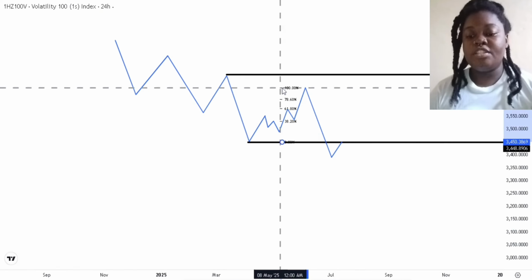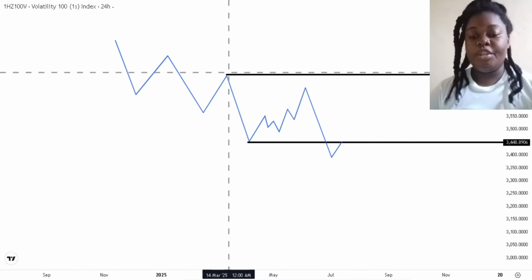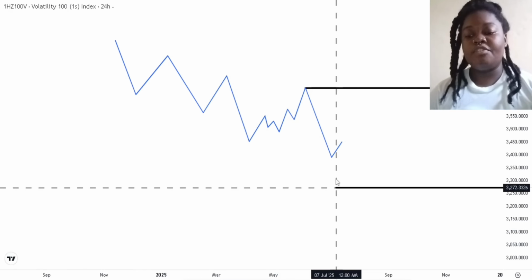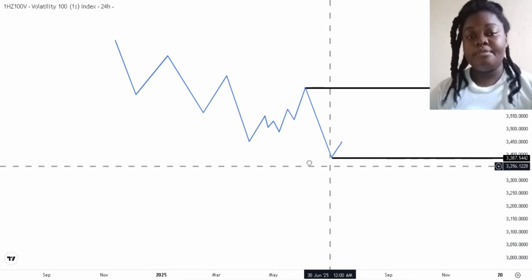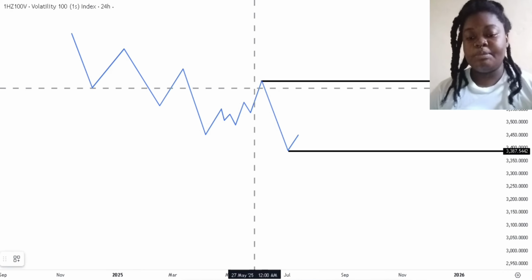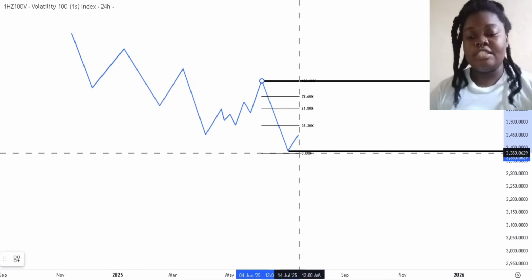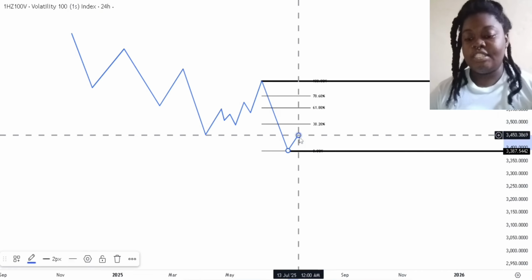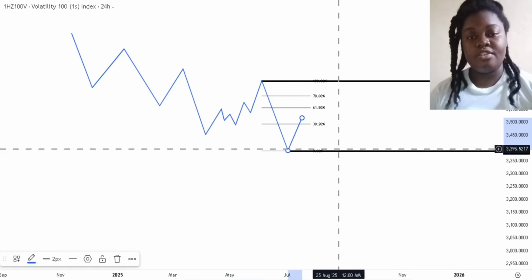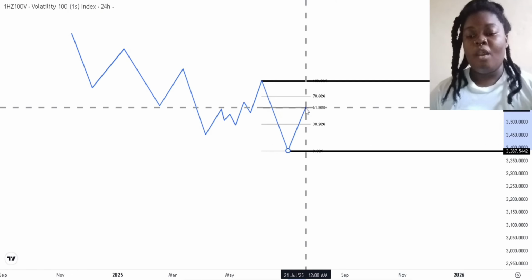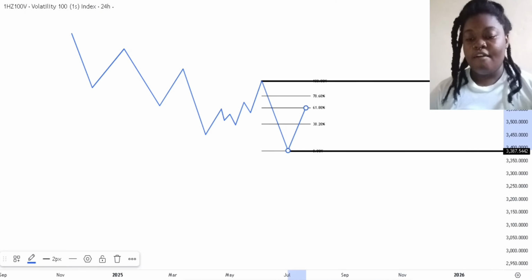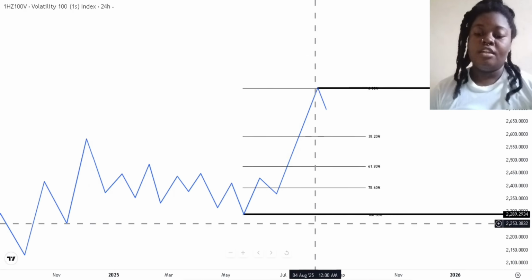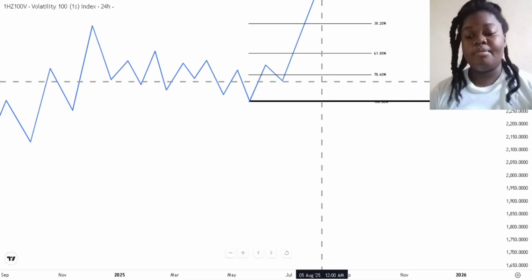Our new internal structure, let me delete the fib. Our new internal structure is going to be between this highest point and the start of the pullback right here. Now we come in with our Fibonacci retracement tool from the previous high, because this is a downtrend, and then we just do the same thing. The highest point in this new internal structure is going to be our next major lower high for our next internal structure.